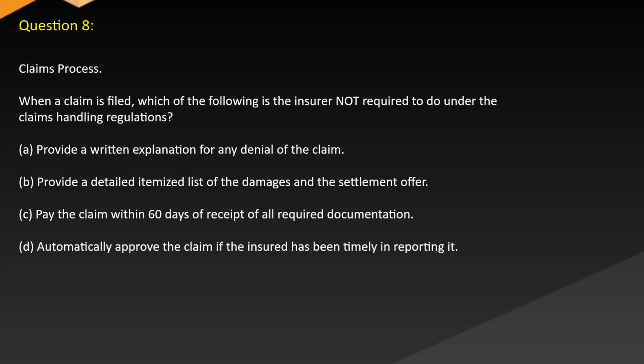Question 8. Claims process. When a claim is filed, which of the following is the insurer NOT required to do under the claims handling regulations? A. Provide a written explanation for any denial of the claim. B. Provide a detailed itemized list of the damages and the settlement offer. C. Pay the claim within 60 days of receipt of all required documentation. D. Automatically approve the claim if the insured has been timely in reporting it.